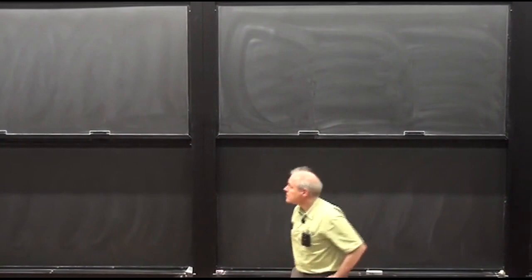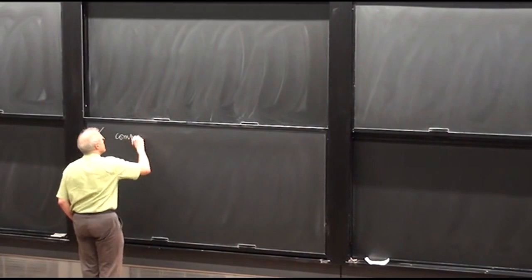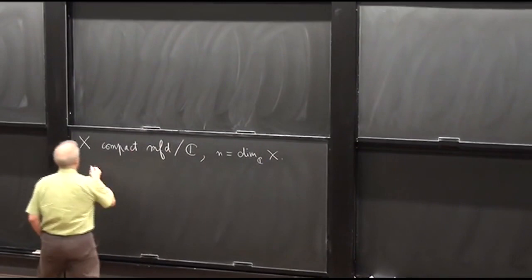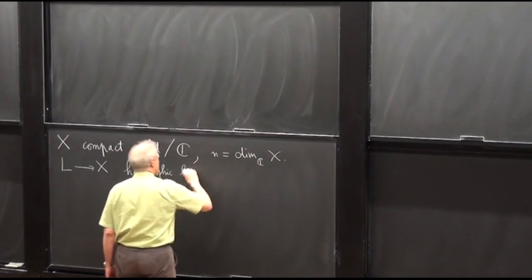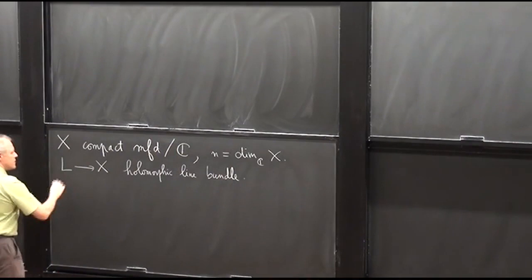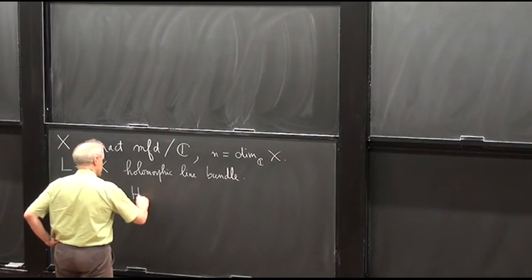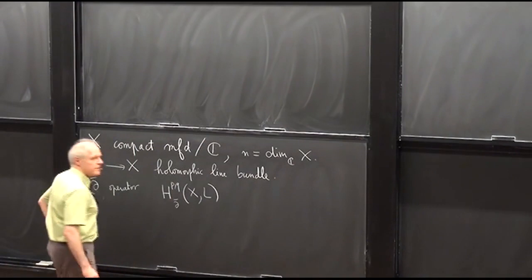So let me start with very basic definitions. X throughout the talk will be a compact complex manifold, with n as its dimension. And we consider L over X a holomorphic line bundle. Then, of course, you have a debar operator. You can use the debar operator to compute cohomology. So you look, for instance, at (p,q)-forms, and you consider H^{p,q}(X, L), the (p,q) debar cohomology group. It's enough to consider p equal to zero, actually.